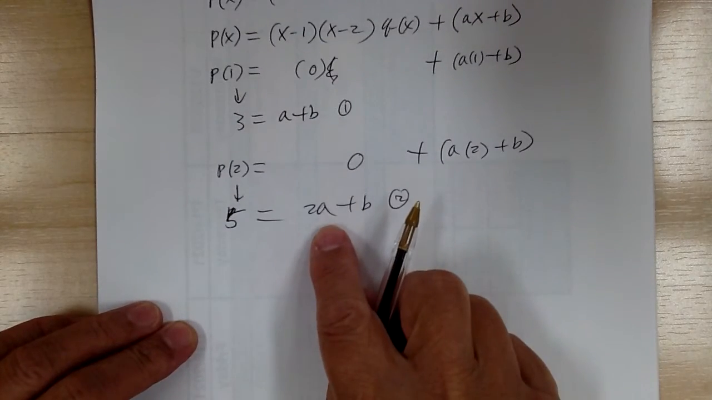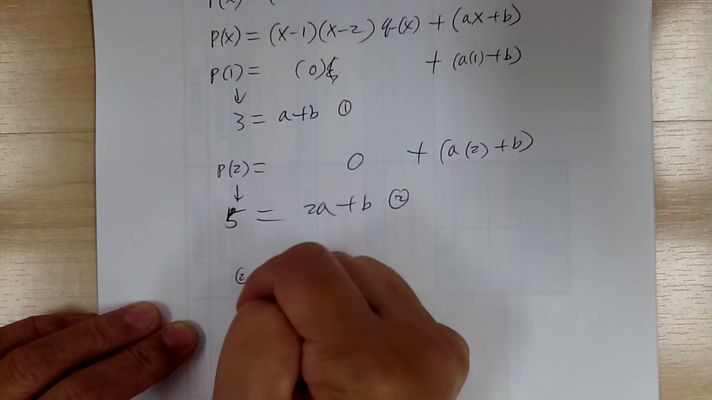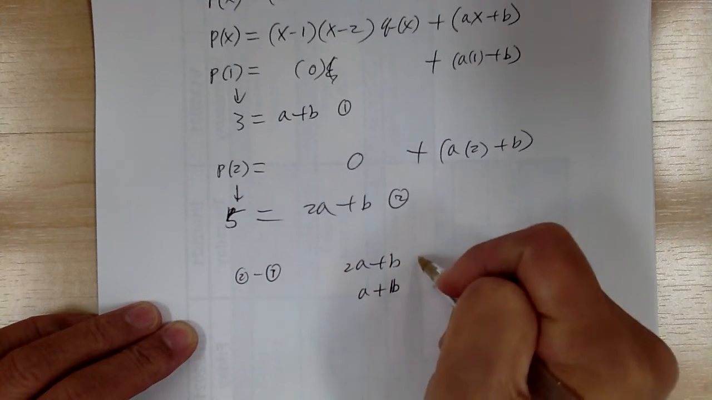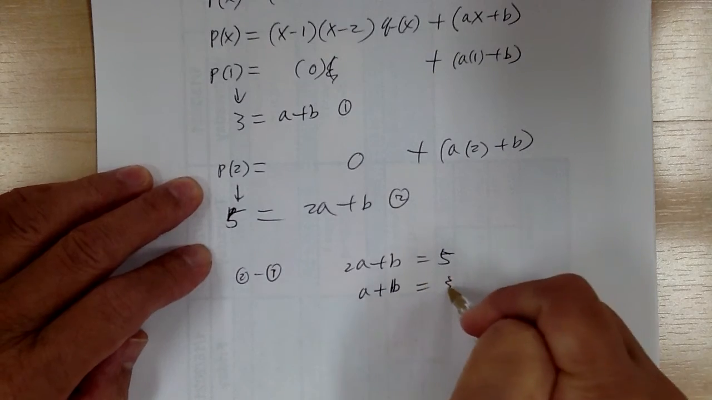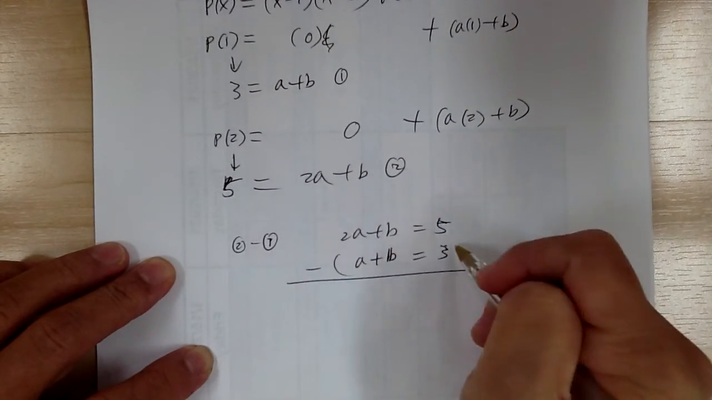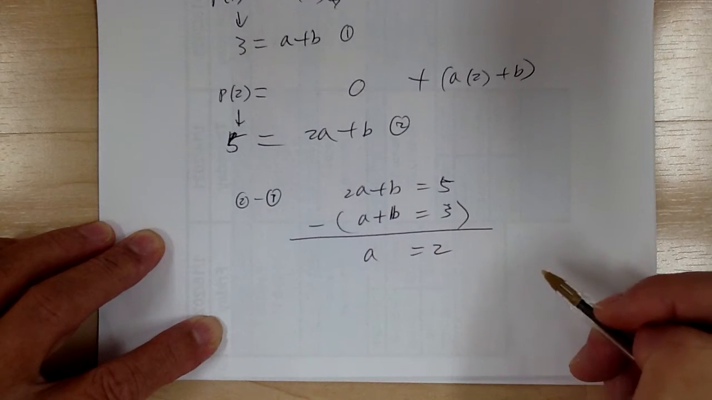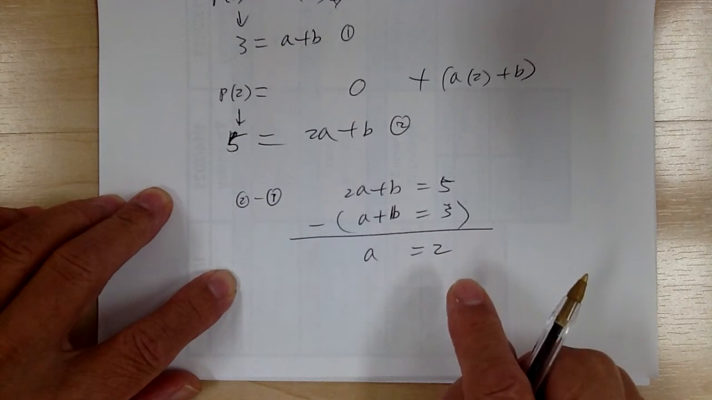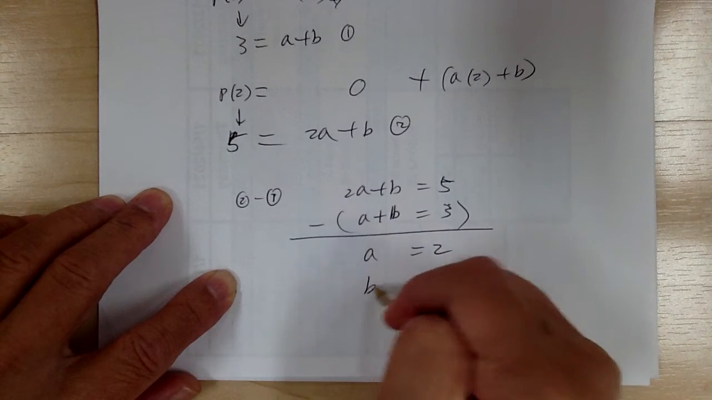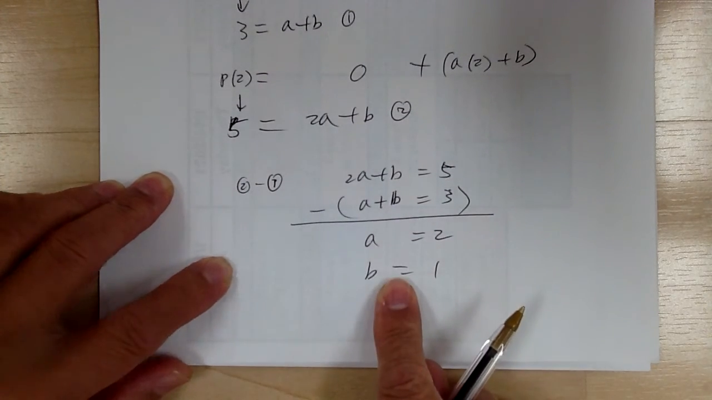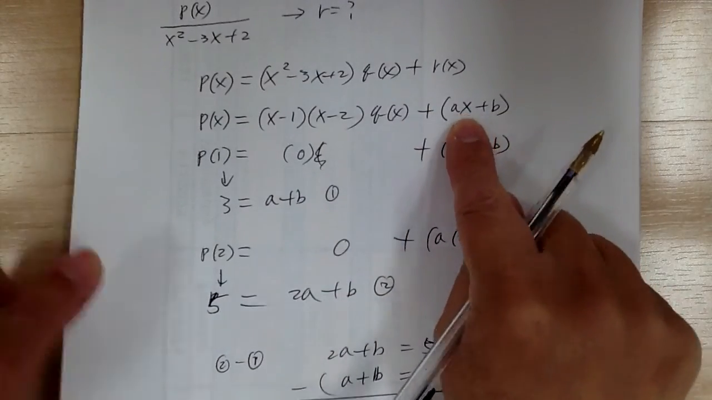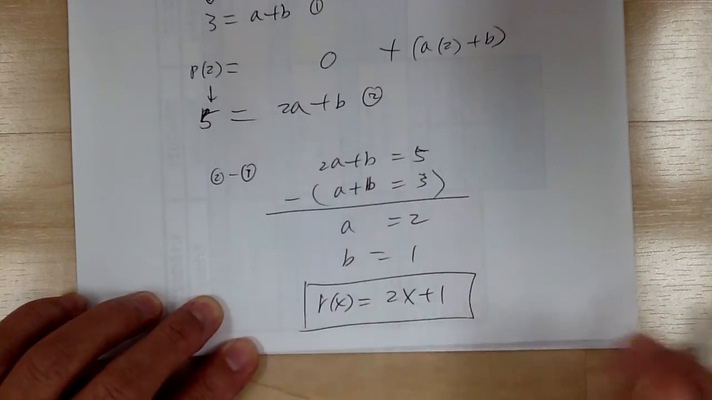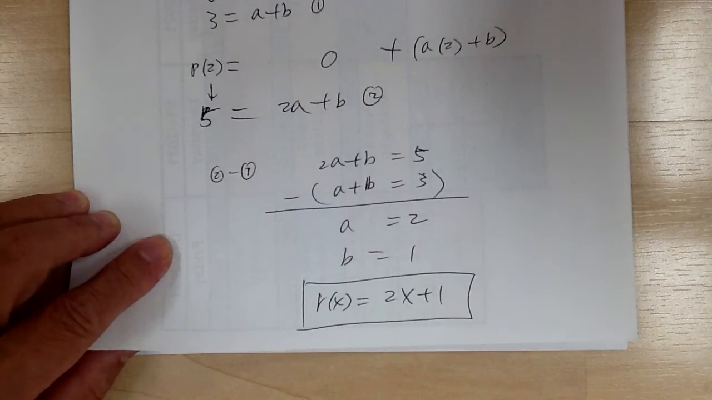So we're going to use equation 2 minus equation 1. We have 2a plus b equals 5 and a plus b equals 3. Subtracting, a equals 2. Once you find a equals 2, from here you can see that b equals 1. Once you find a and b, that's your r. So your r of x is equal to 2x plus 1, and that's it. That's how you use the remainder theorem.